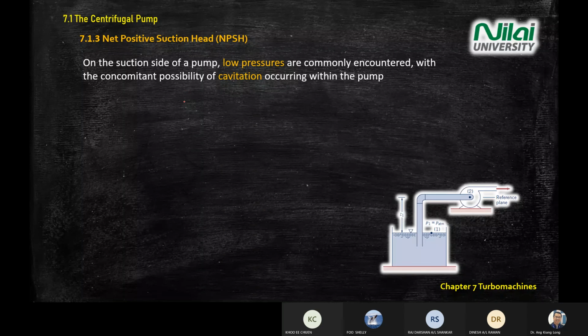NPSH. So as you can see, a question I asked Ku just now. When you're having a pump, is P1 always higher or lower? Ku, when you're using pump, P1, P2. P1 is lower or higher? P1 low, then P2 high. Correct. So as you can see from the screen here, lower pressure always happens at the suction side, which is on the P1. And then there's one phenomenon called cavitation.